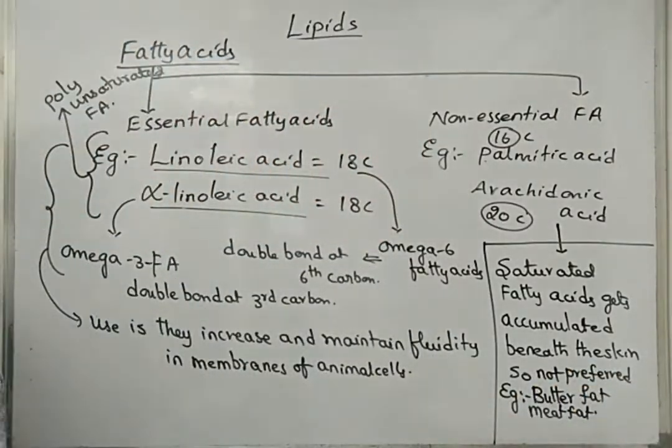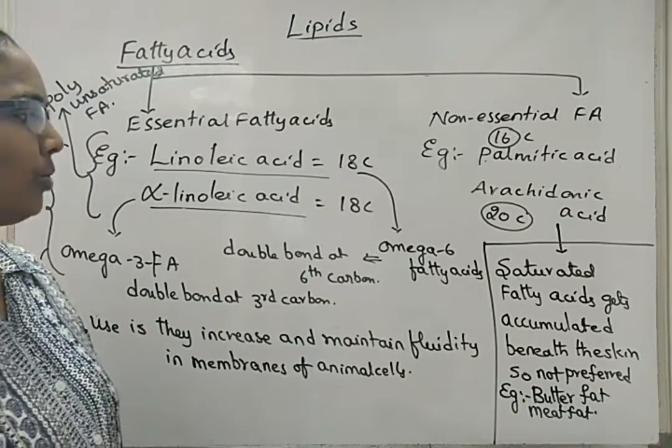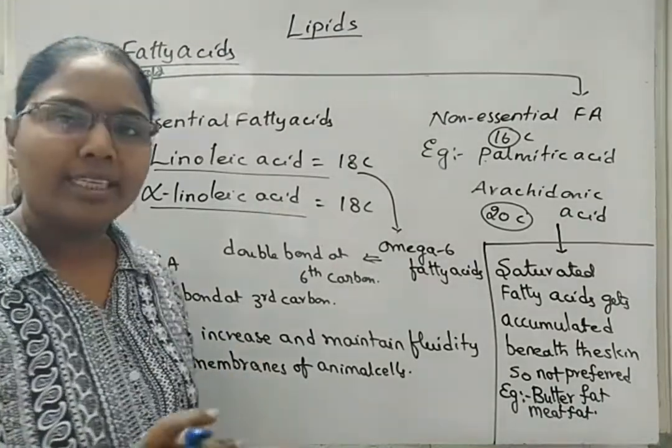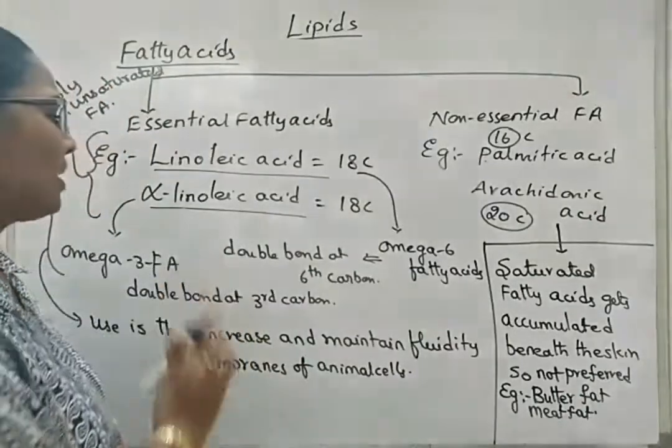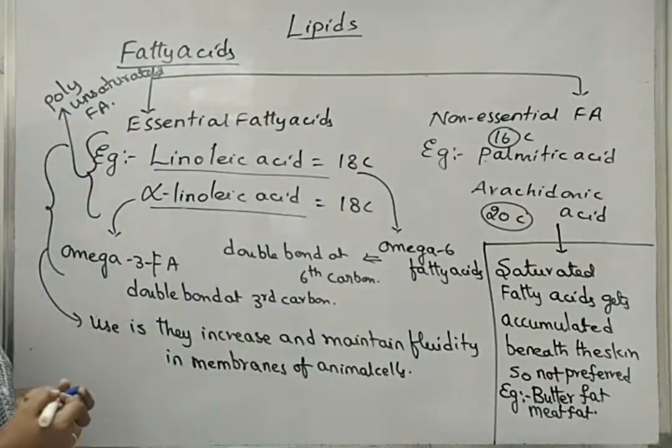So, for the animal body, saturated fatty acids are not preferred. But unsaturated fatty acids are preferred, and most of the unsaturated fatty acids are not synthesized in the body. So, the animal body needs to intake those unsaturated fatty acids like linoleic, alpha linoleic, etc. in the form of diet.